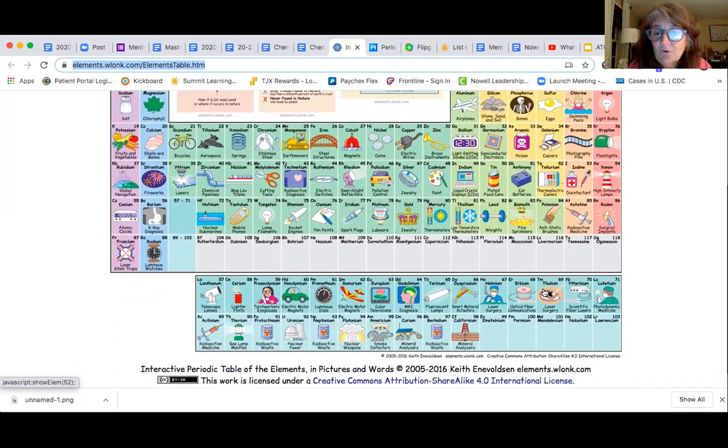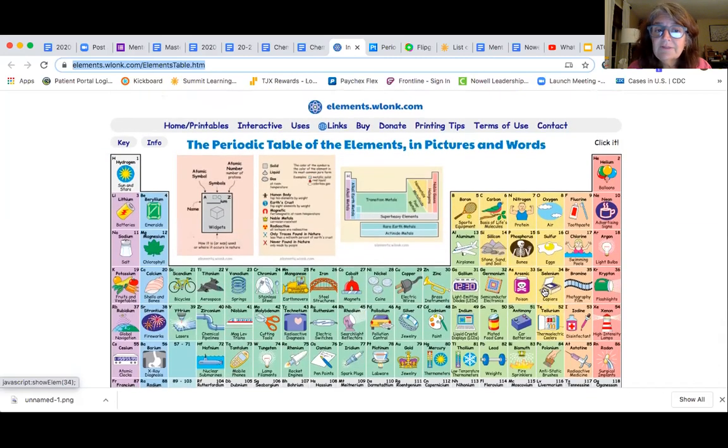In our next video, we'll delve into the discovery of the periodic table, the organization of the periodic table, and learn the difference between a lot of groups of elements.